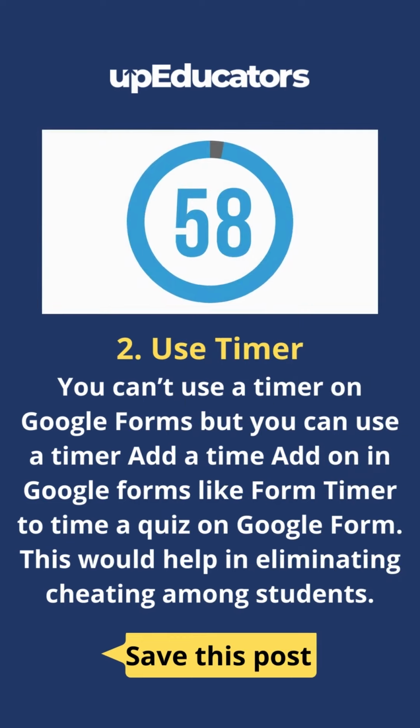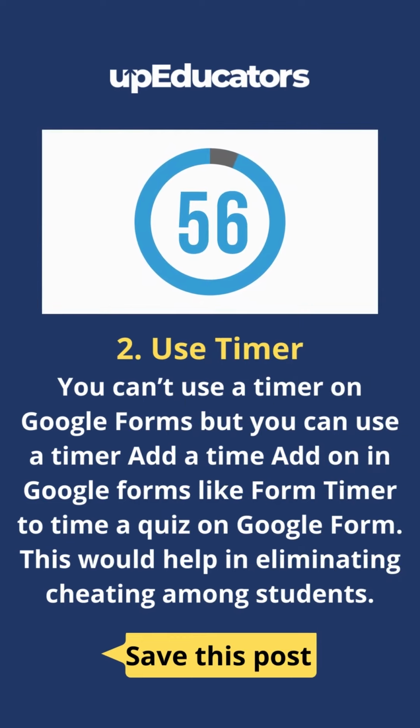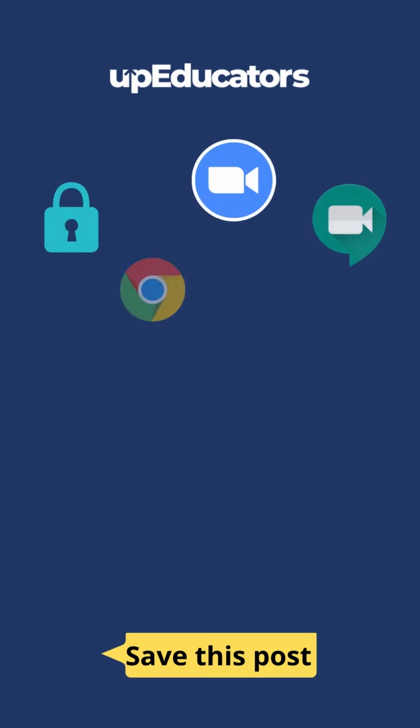Use timer. You can't use a timer on Google Forms, but you can add a timer add-on in Google Forms like Form Timer to time a quiz on Google Form. This would help in eliminating cheating among students.